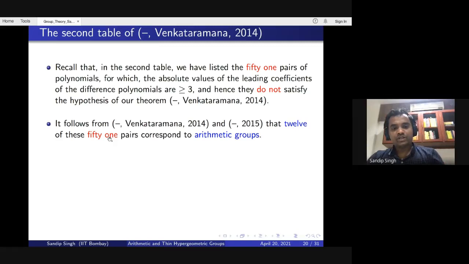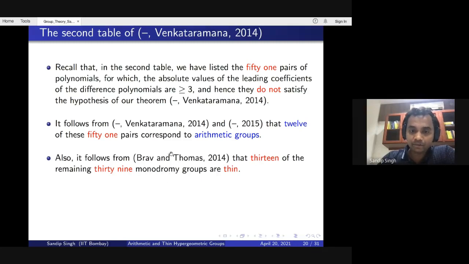So just by using the scalar shift, the group corresponding to f(x), g(x) is a scalar shift of the group corresponding to the polynomials f(-x), g(-x). So if the group corresponding to f(x), g(x) is arithmetic, then the one corresponding to f(-x), g(-x) is also arithmetic. Applying that, we get that 12 of those 51 pairs correspond to arithmetic groups. It also follows from Brav and Thomas's result that 13 of the remaining 39 groups are thin. Again, Gamma_{f,g} is arithmetic or thin if and only if the group corresponding to f(-x), g(-x) is arithmetic or thin.